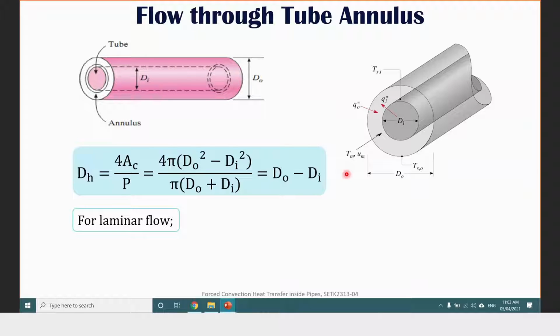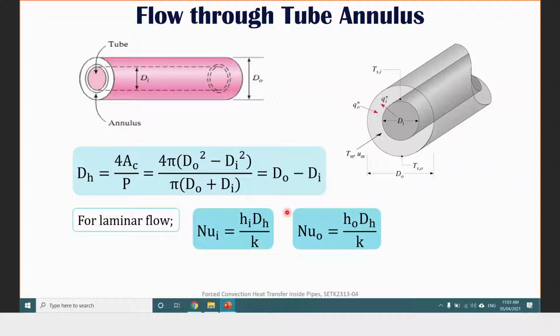If we are talking about laminar flow, the inside Nusselt number will be hI times DH divided by k. Then we can calculate the outside heat transfer coefficient, hO, if we have NuO, DH, and also the fluid conductivity.